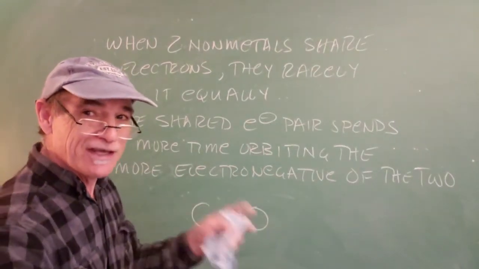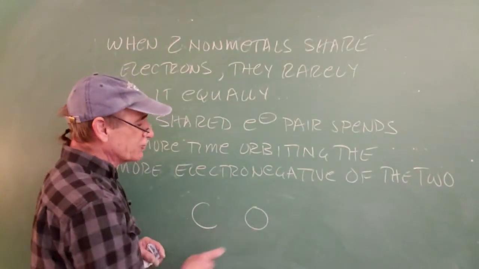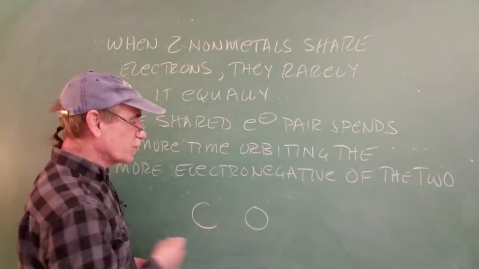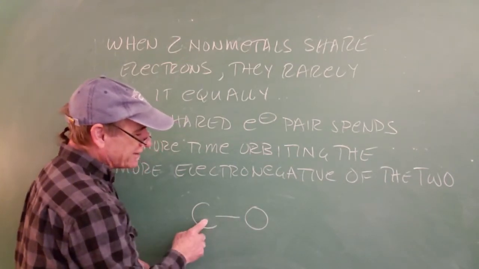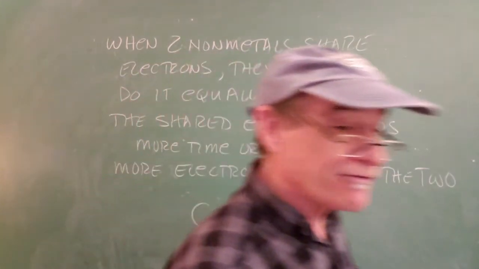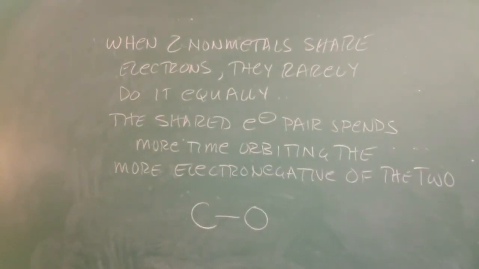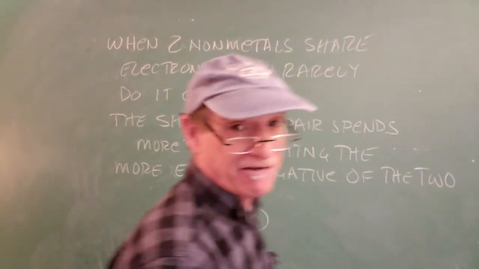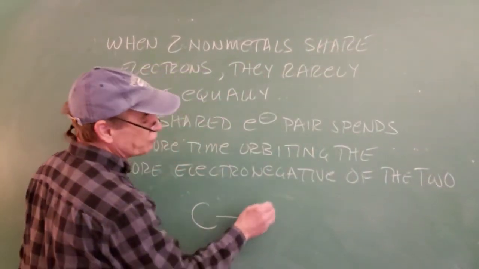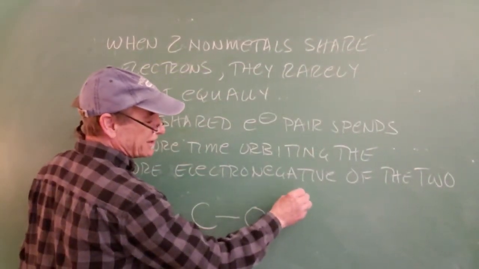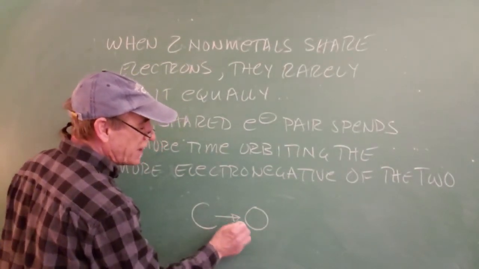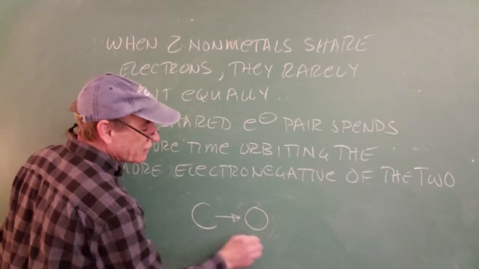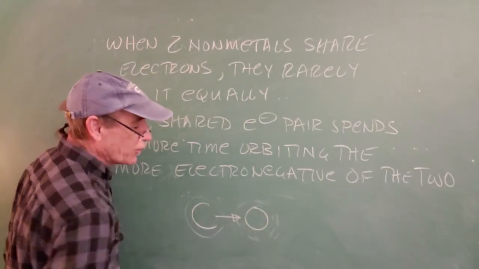For instance, if in a molecule we had a carbon and an oxygen sharing electrons between the two, let's look up carbon and oxygen on the periodic table. Carbon's got an electronegativity of 2.5. The oxygen's got one of 3.5. Oxygen being closer to the upper right-hand corner of the periodic table, the electrons spend more time at this end of the bond, orbiting the oxygen more often than they orbit the carbon.